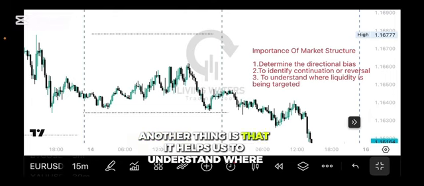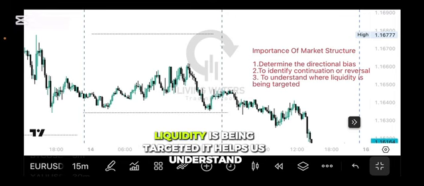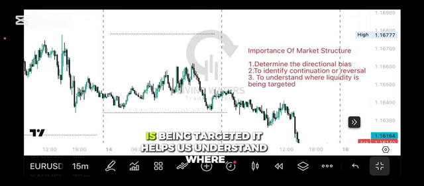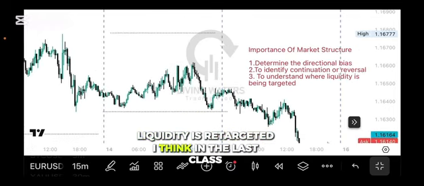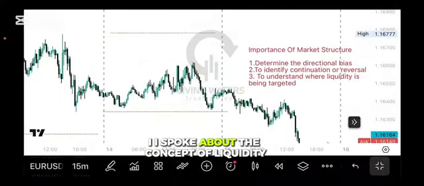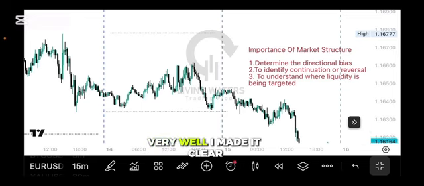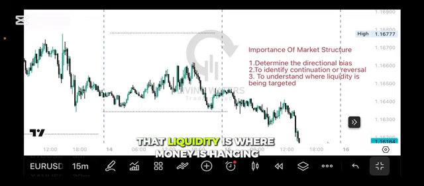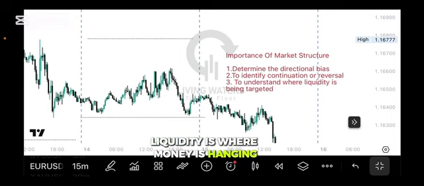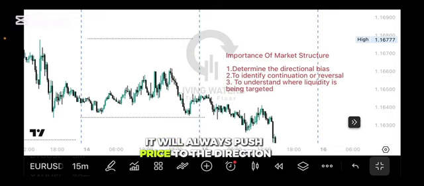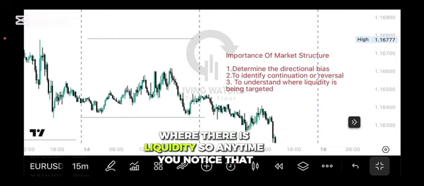So another thing is that it helps us to understand where liquidity is being targeted. I think in the last class, I spoke about the concept of liquidity very well. I made it clear that liquidity is where money is hanging. And one thing about market makers and the algorithm of the system is that it will always push price to the direction where there's liquidity.